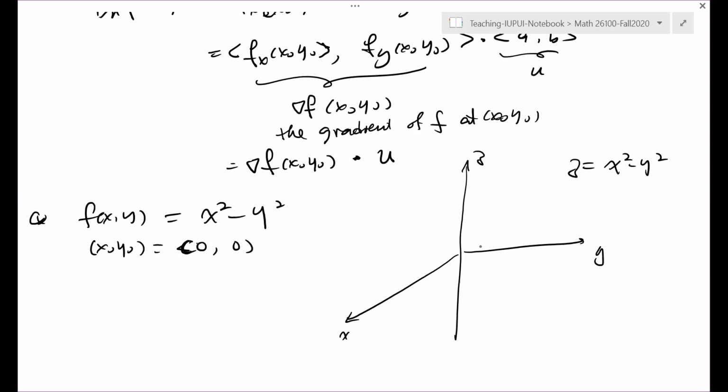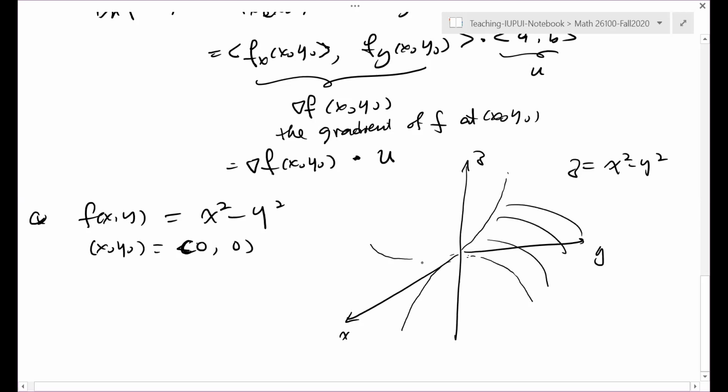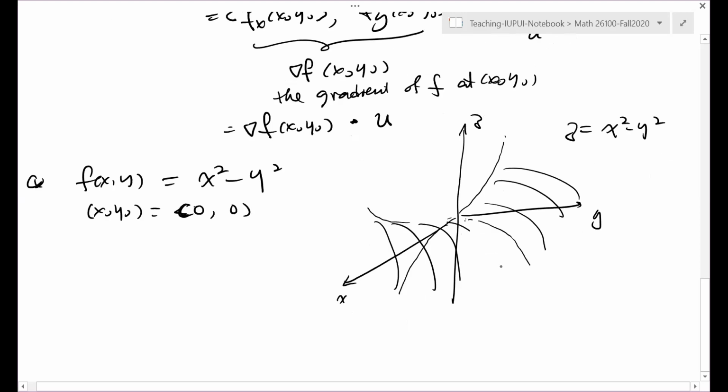I think it's going to be like that. When x equals 0, you get a curve like that. When y is 0, it's going to be like this. So it looks like that. That's a picture. You can sit on that. There's a center point. So that's a picture.